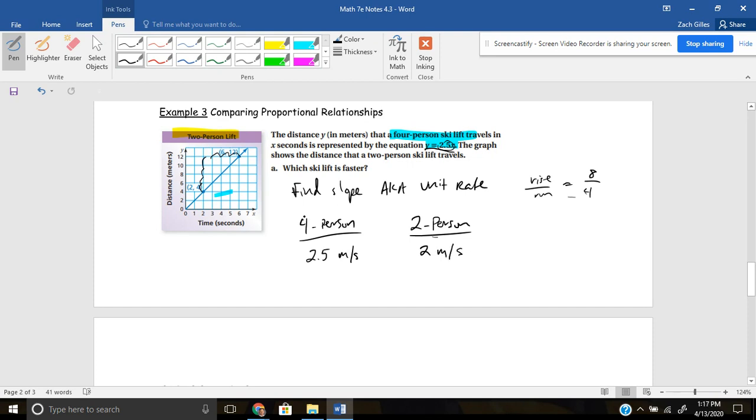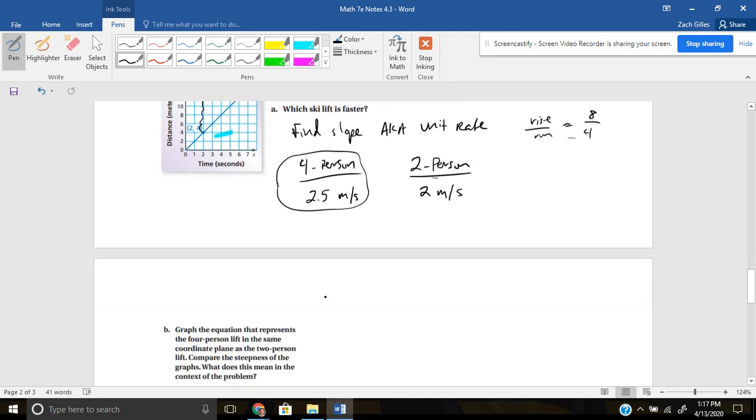Which ski lift is faster? Well, that is the 4-person ski lift is faster. And if you think back to the ski trip, I would say that's probably close to true. The 4-person ski lift probably needs a little bit more energy or power to get 4 people up, so maybe that's why it goes a little bit faster.